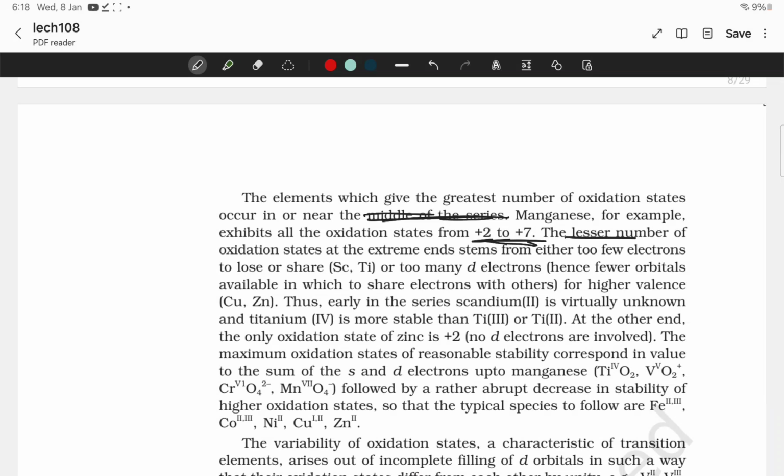But in the case of scandium, it has only 1 electron. That means only 1 unpaired electron can come and join. In the case of zinc, there is no unpaired electron.